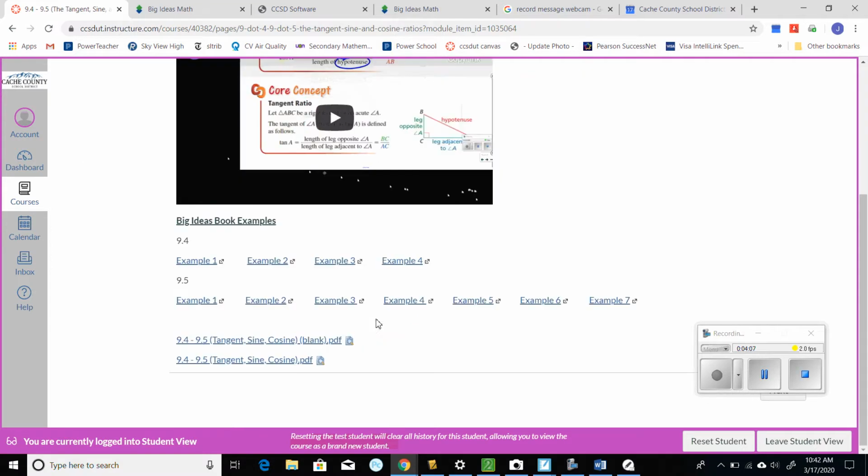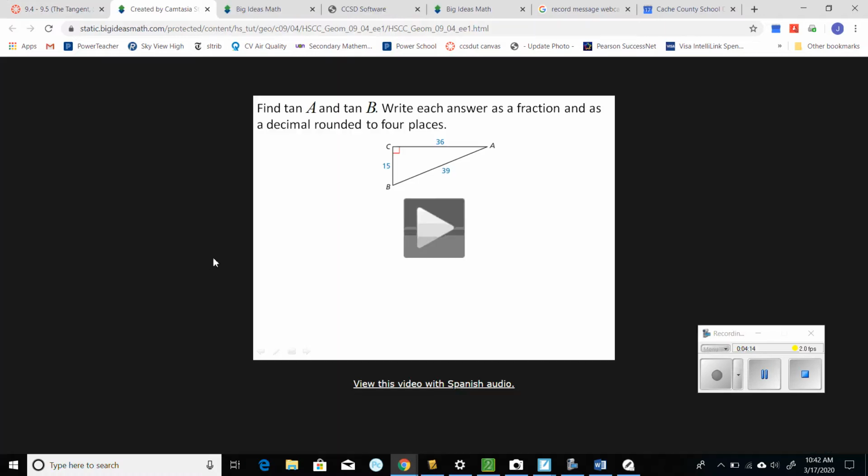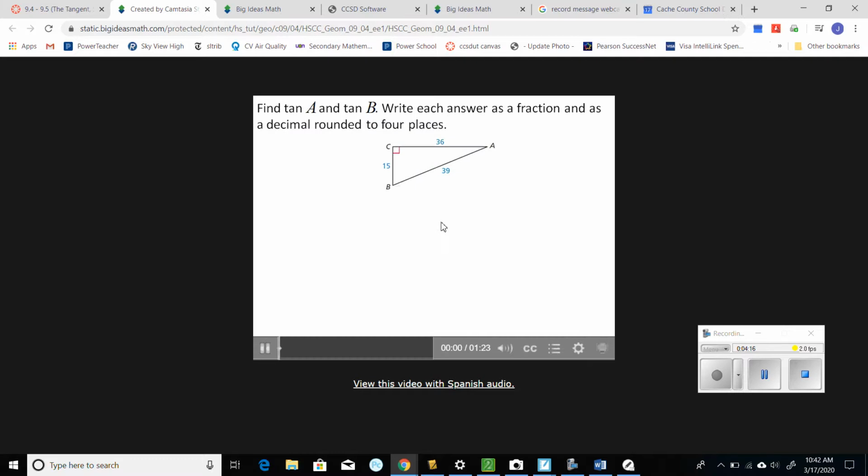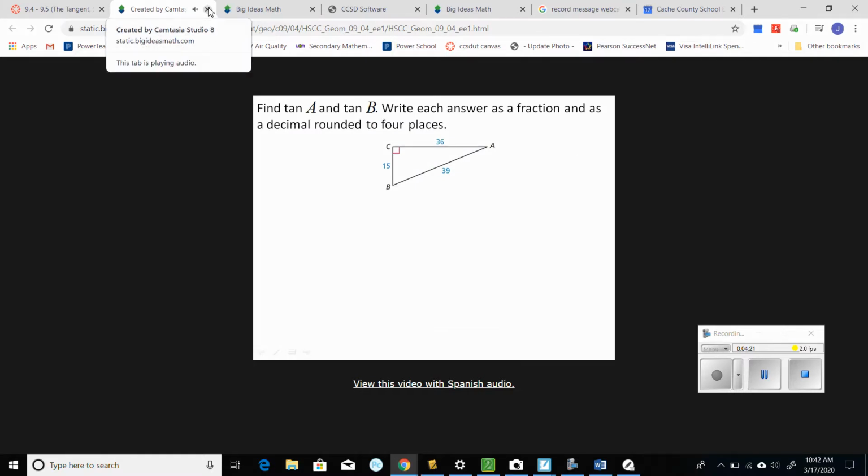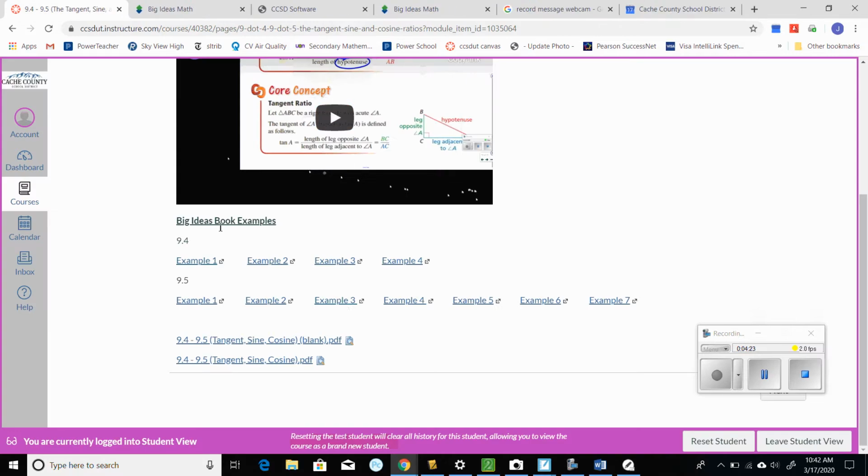If you want more examples, these are some that come with our book. So if you just click on these, this goes with example 1 in our book, and if you pull it up, hit play, it goes through the whole thing with you there. So we have those at the very bottom.